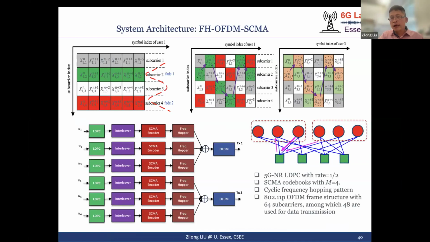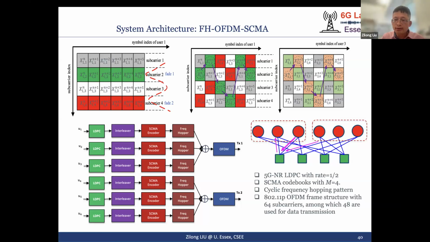So finally, I want to talk a little bit about our demo design. We consider a frequency hopping system to avoid some users getting stuck in deep fading. For the lab environment demonstration, we group 3 users into one transmitter, and the other 3 users into another transmitter. We consider the 5G new radio LDPC with a rate of half, and SMA with M equal to 4, and we consider the cyclic frequency hopping pattern.